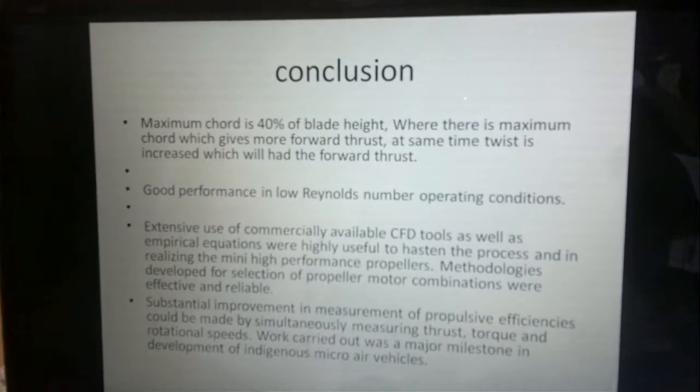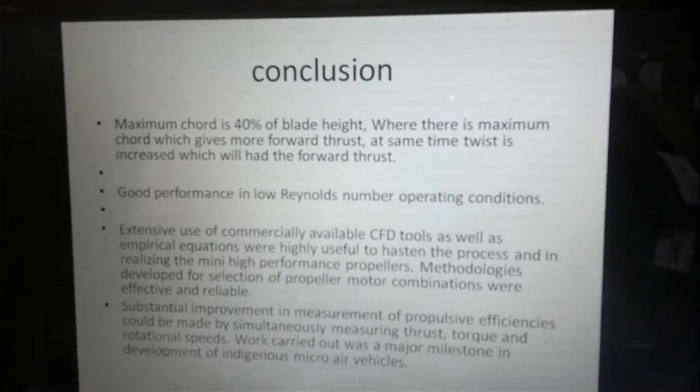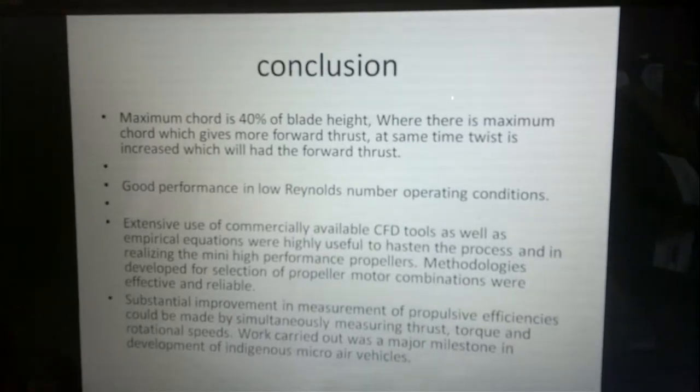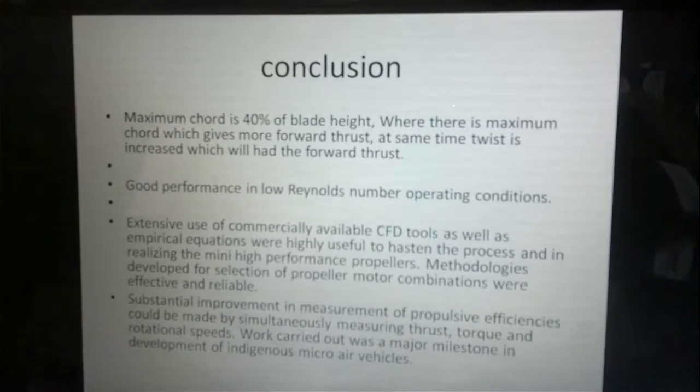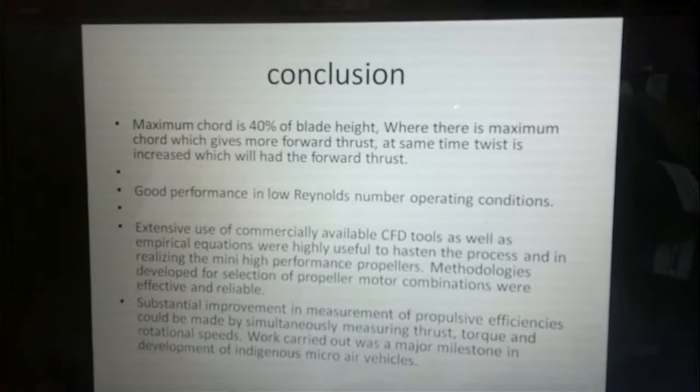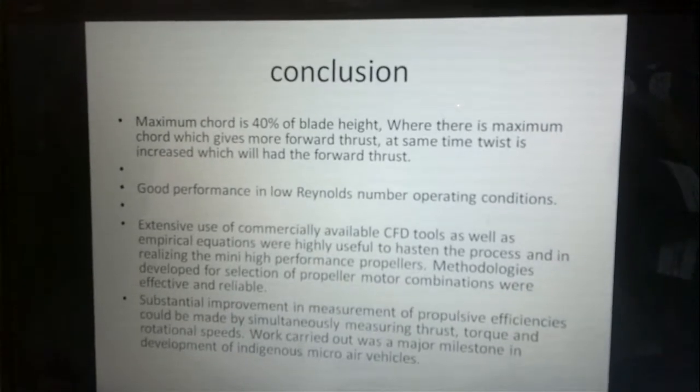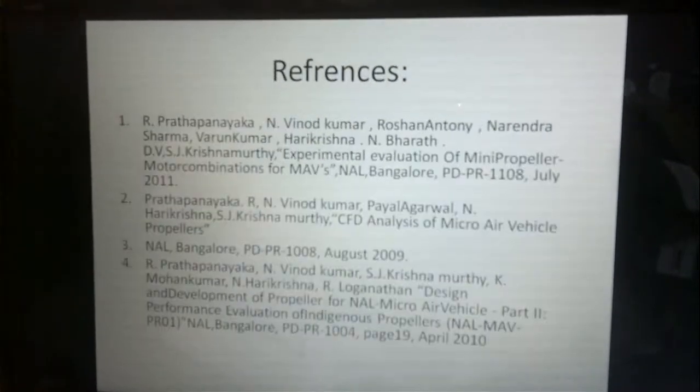And the conclusion is that the maximum chord at 40% of blade height gives more thrust. So there is good performance in the low Reynolds number operating regime, extensively used in CFD tools as empirical equations. And these are the references.